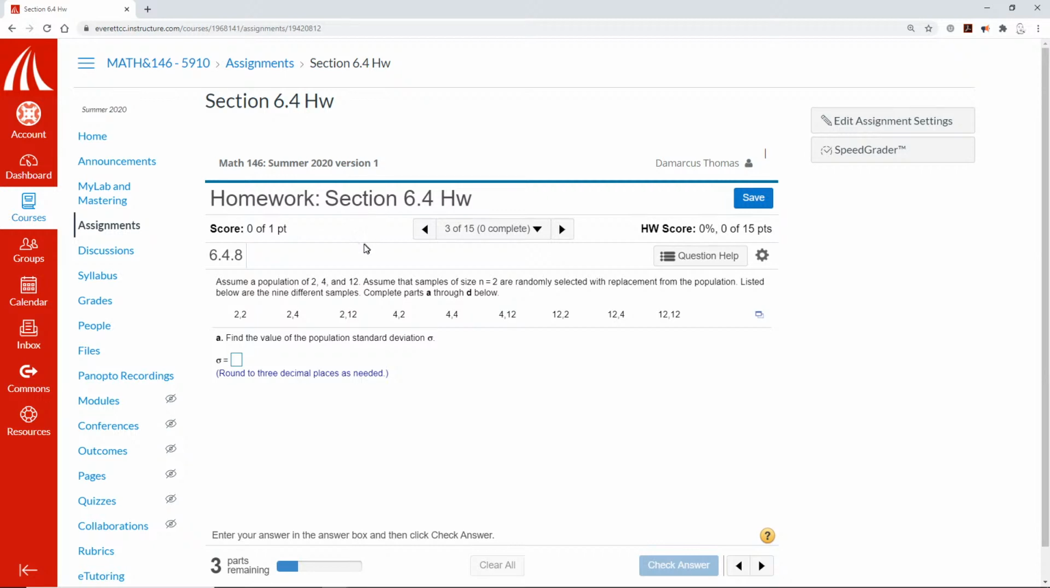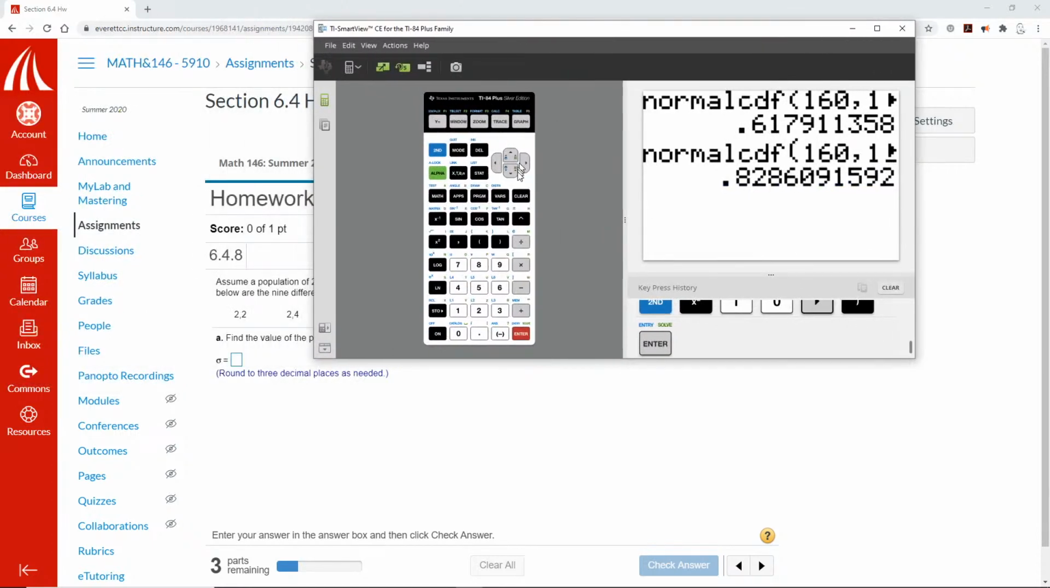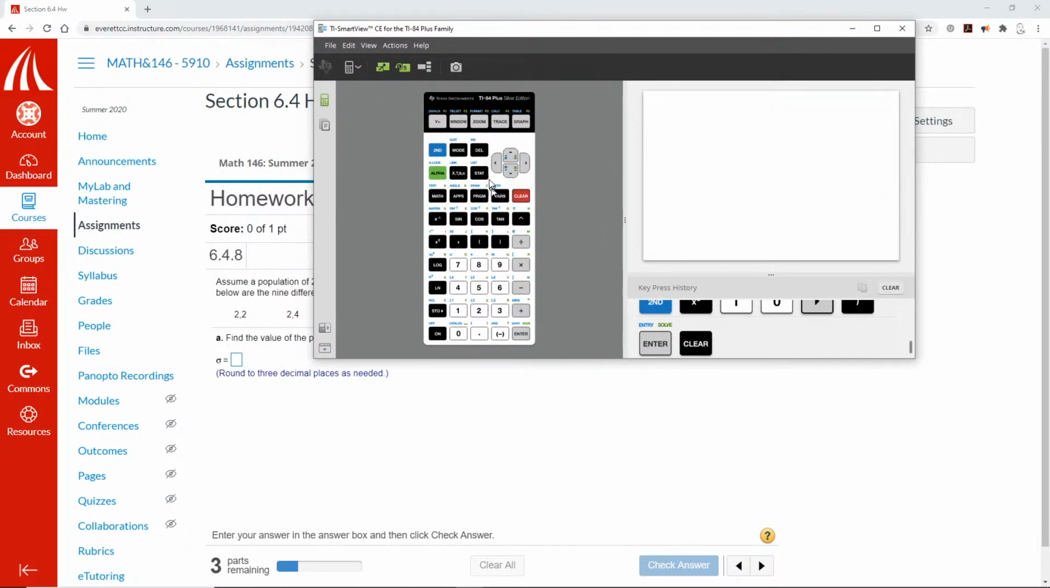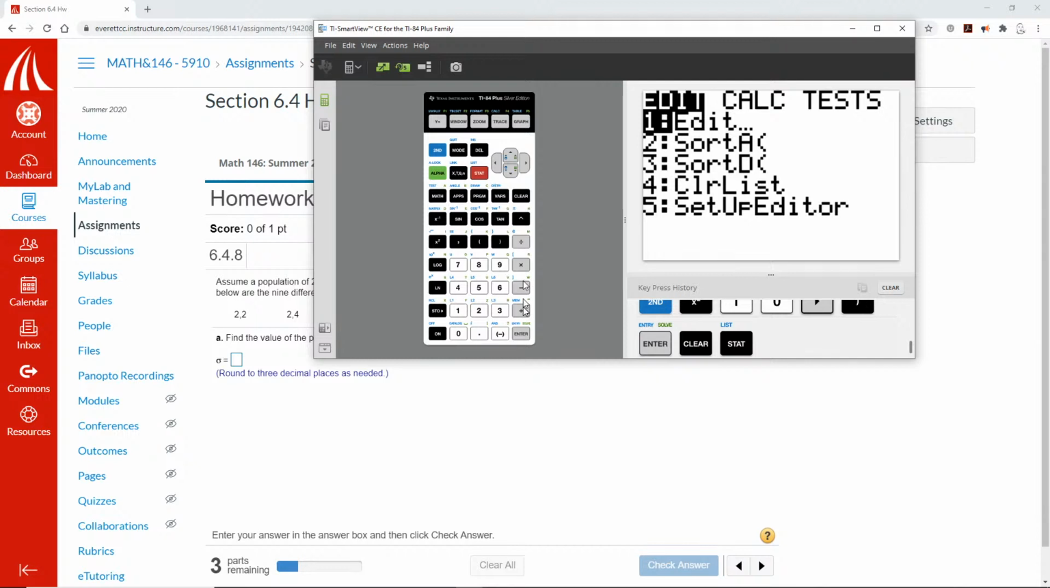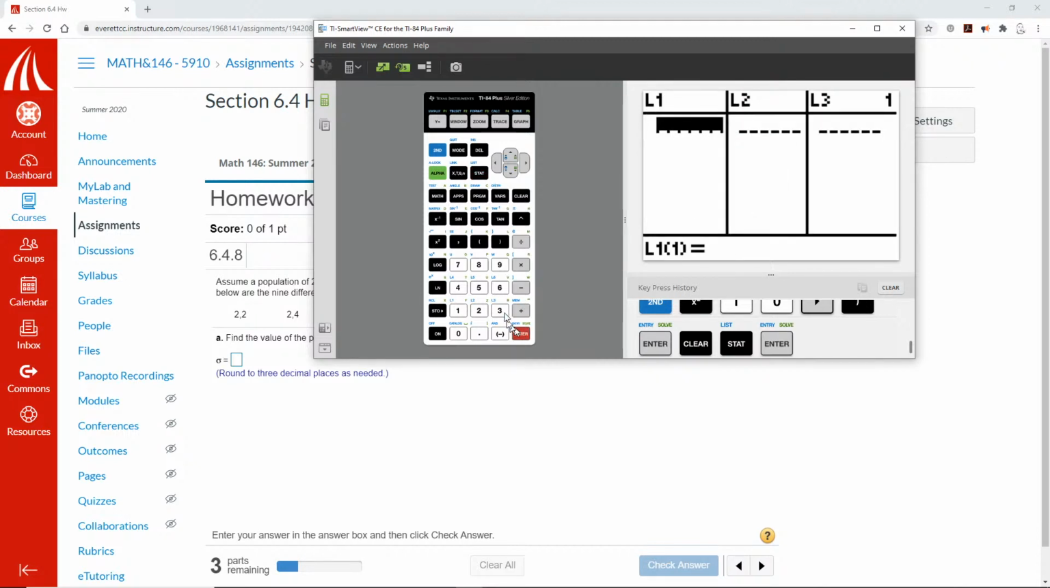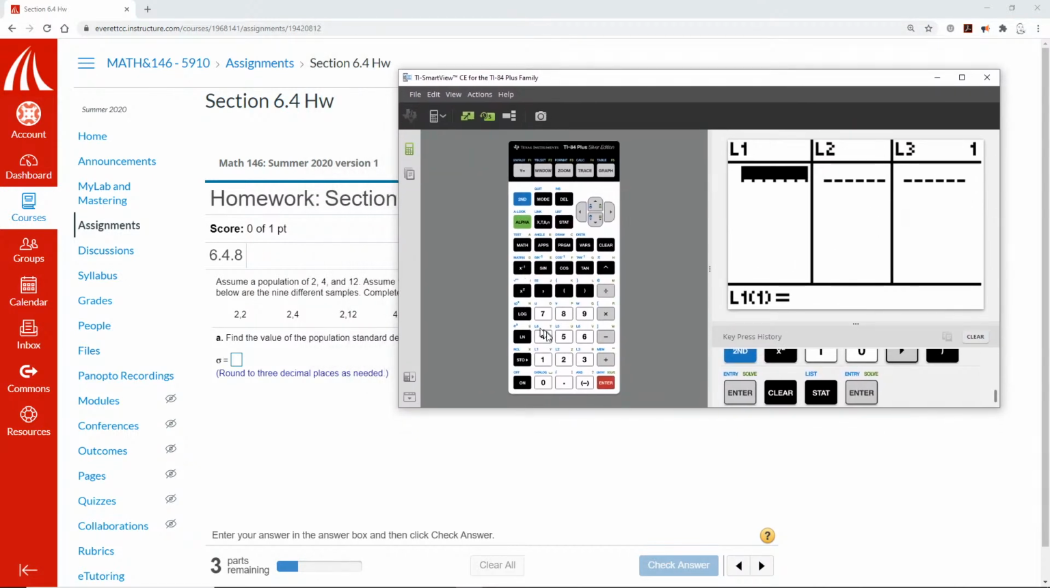This is from 6-4, and I'm going to first find the deviation of the population. The population only has 3 values in it: 2, 4, and 12. And so let's pull up that calculator. In order to get the population deviation, you do have to enter the data in a list. So the population is 2, 4, and 12.